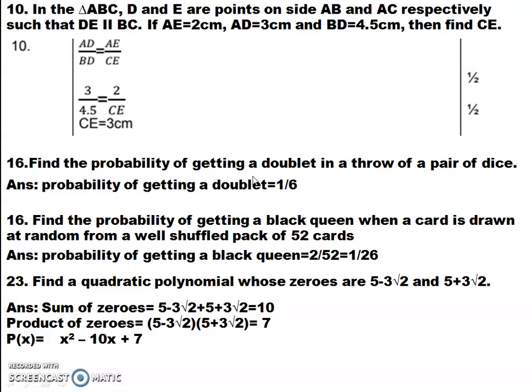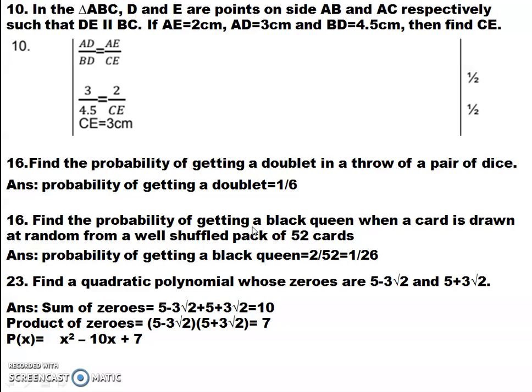Find the probability of getting a doublet in a throw of a pair of dice. A pair of dice means you are throwing 2 dice at once. What is a doublet? Doublet means 1 1, 2 2, 3 3, 4 4, 5 5, 6 6. Now, the probability of getting a doublet is 1 by 6.